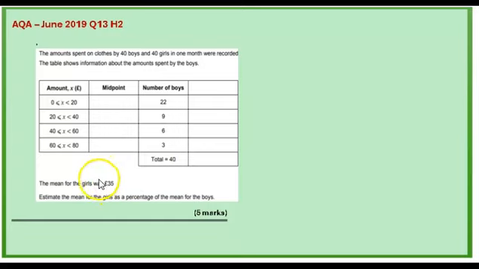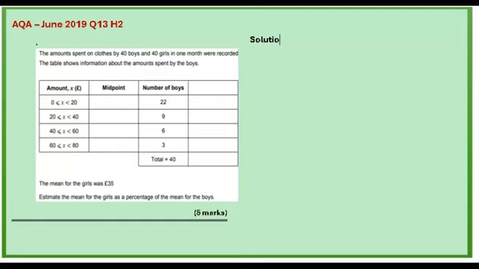So you have to find the percentage of the mean expenditure of girls to the mean of the boys. So here is how we are going to do it. First of all, what we need to do is find the mean expenditure for the boys during the week. Or a month. Oh, okay, it's a month, not a week.